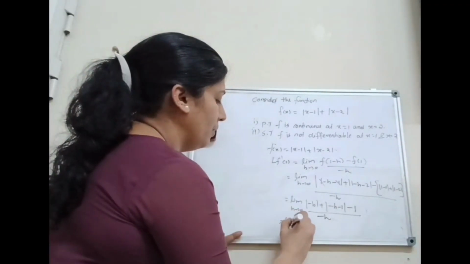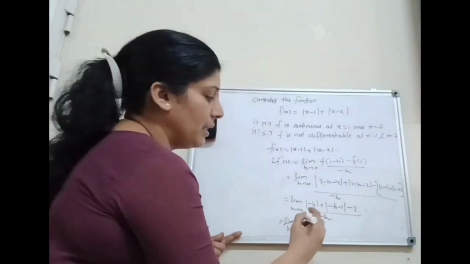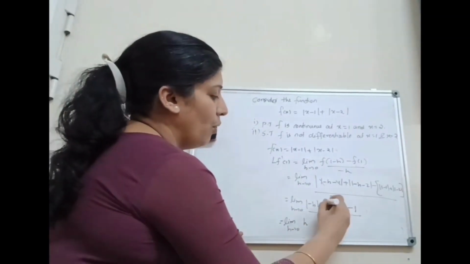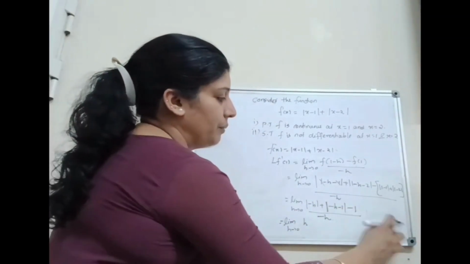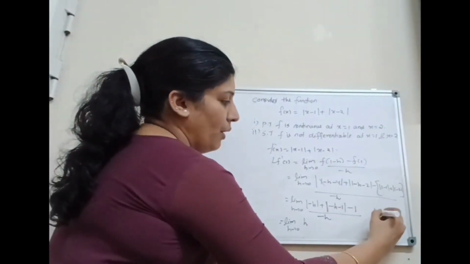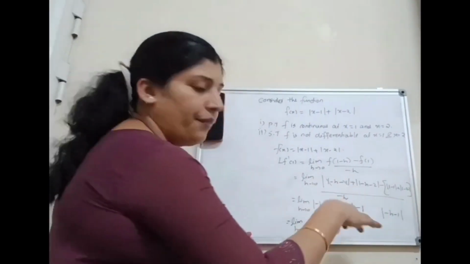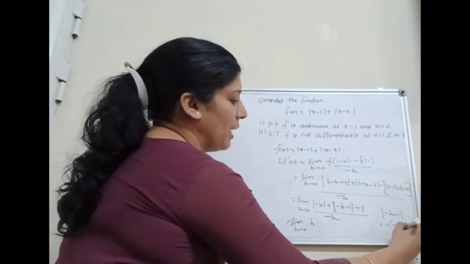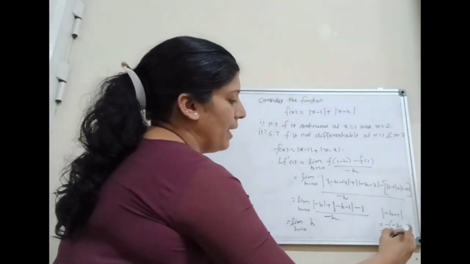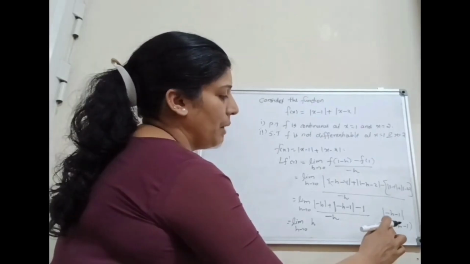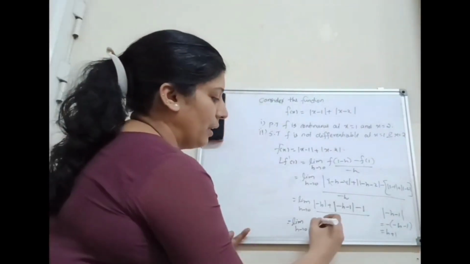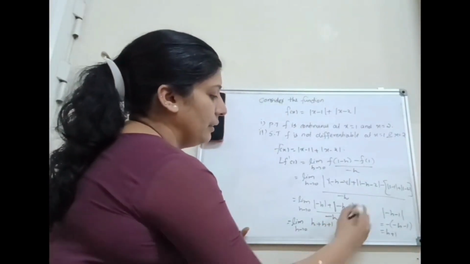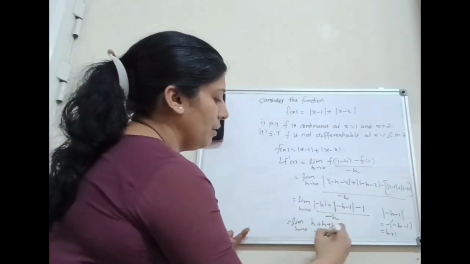That is equal to limit h tends to 0. Mod minus h is h. Then modulus of minus h minus 1. That is modulus of minus h minus 1 on the left of 1. That means it is minus of the function, minus of minus h minus 1. That is equal to h plus 1. Minus into minus is plus. That is h plus 1. Then the second term will be h plus 1. Then minus 1 divided by minus h.